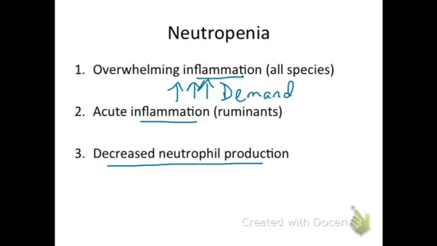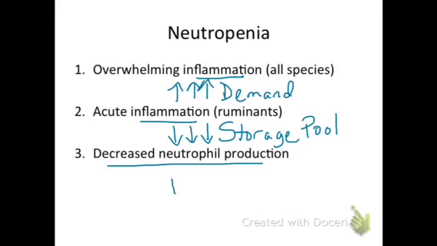However, in ruminants, inflammatory neutropenia is a normal response to acute inflammation, and this is because ruminants have a very small storage pool of neutrophils. Decreased production neutropenia occurs with primary bone marrow disease.